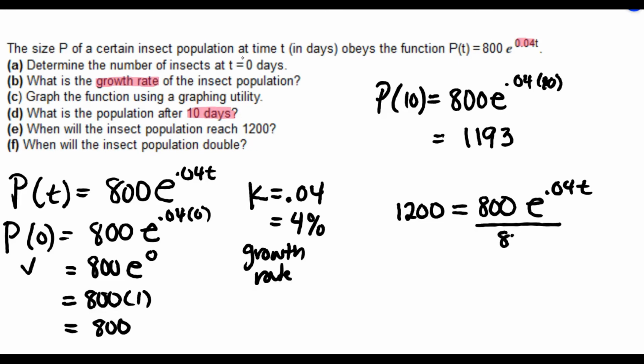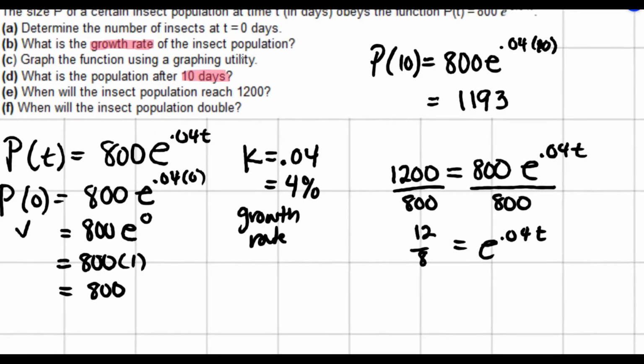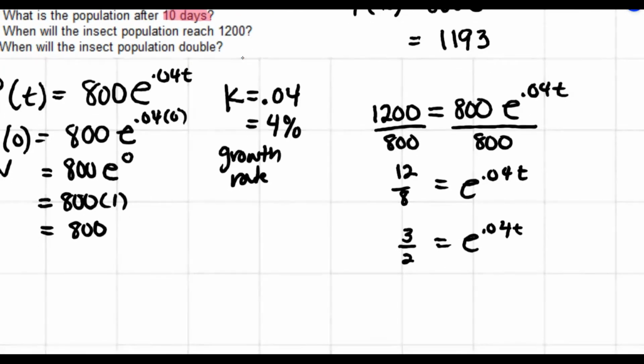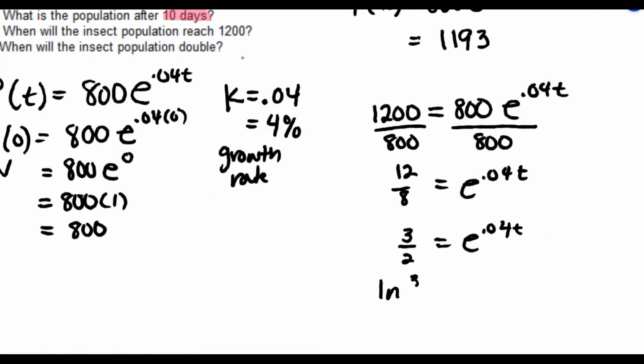So I would divide both sides by 800. The 800s cancel from the right. On the left, this reduces to 12 over 8. Can reduce a little bit more. So 4 goes into 12 3 times, 4 goes into 8 2 times. I can then take the natural log of both sides.